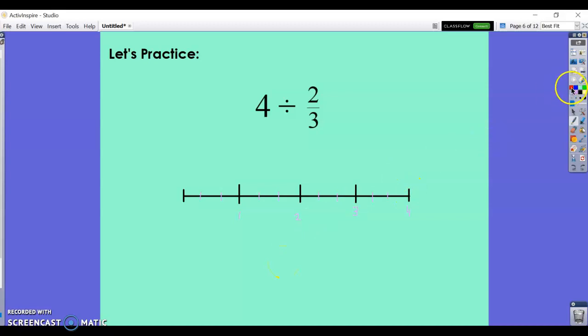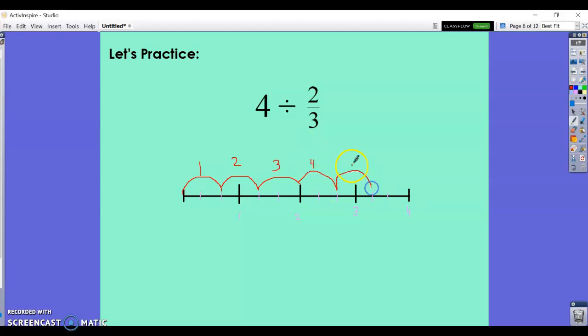And now I'm going to be making jumps of 2/3 until I reach the end of my number line. So here's 1/3, 2/3. That's one jump. 1/3, 2/3, 2 jumps. 1/3, 2/3, that's 3 jumps. Another 2/3 is 4 jumps.